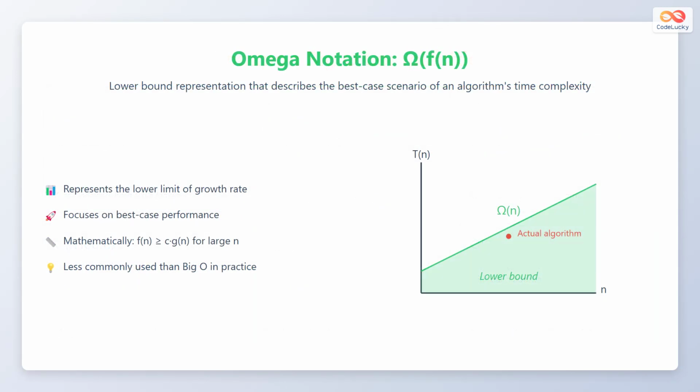Omega notation, denoted as omega of f of n, is a lower bound representation that describes the best-case scenario of an algorithm's time complexity. It represents the lower limit of growth rate, indicating the minimum amount of time an algorithm could take. It focuses on best-case performance, showing the fastest possible execution. Mathematically, f of n is greater than or equal to c times g of n for large n. Omega is less commonly used than Big O in practice. The shaded region below the curve represents the lower bound. The algorithm's actual performance will always be above this line.